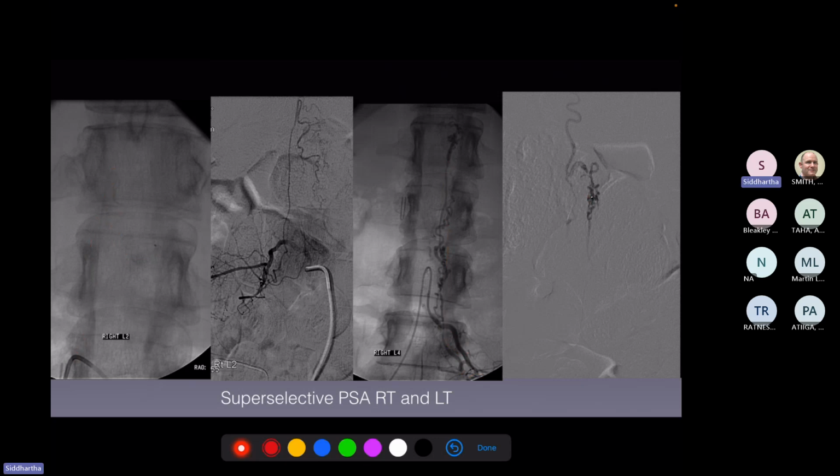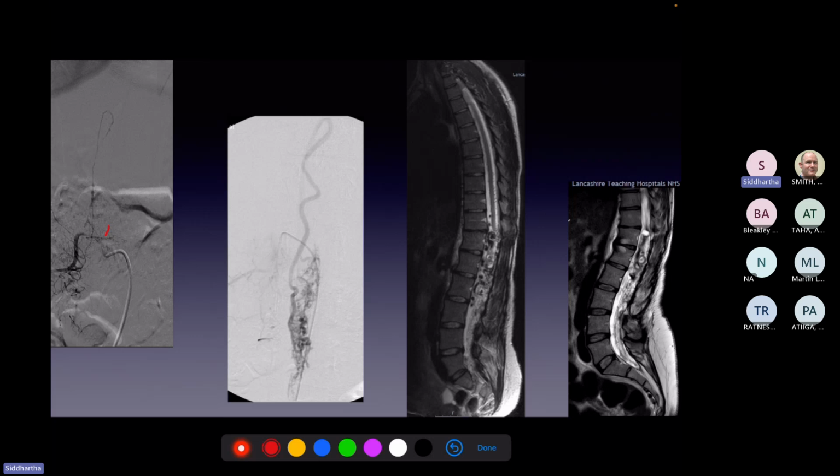So following multiple sessions of injection, slowly the AVM starts disappearing, and this was the final anterior spinal artery after it got treated. This was the immediate, the 2007 picture. This was the 2007 MR scan, and this is the current where the AVM has significantly gone down. It's not a cure. We are not aiming for cure. The patient has got no neurology other than pain and slight weakness and spasticity.